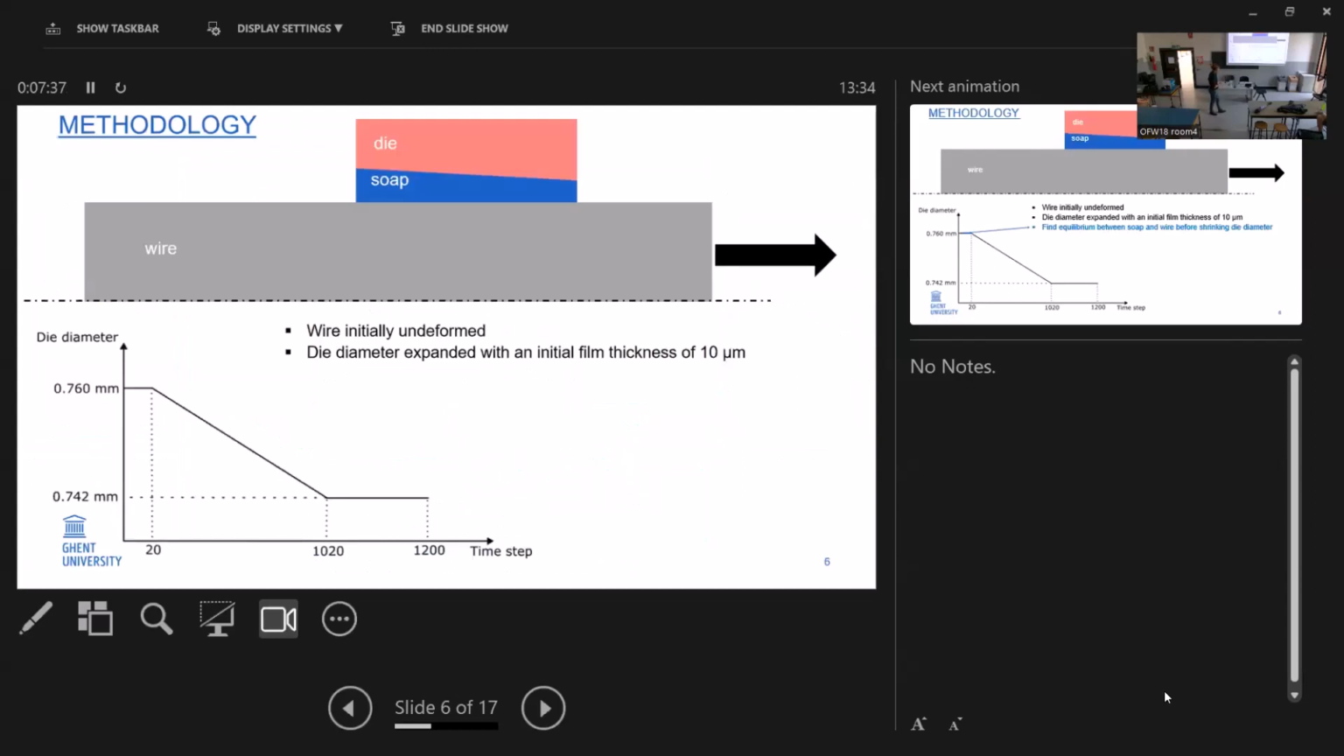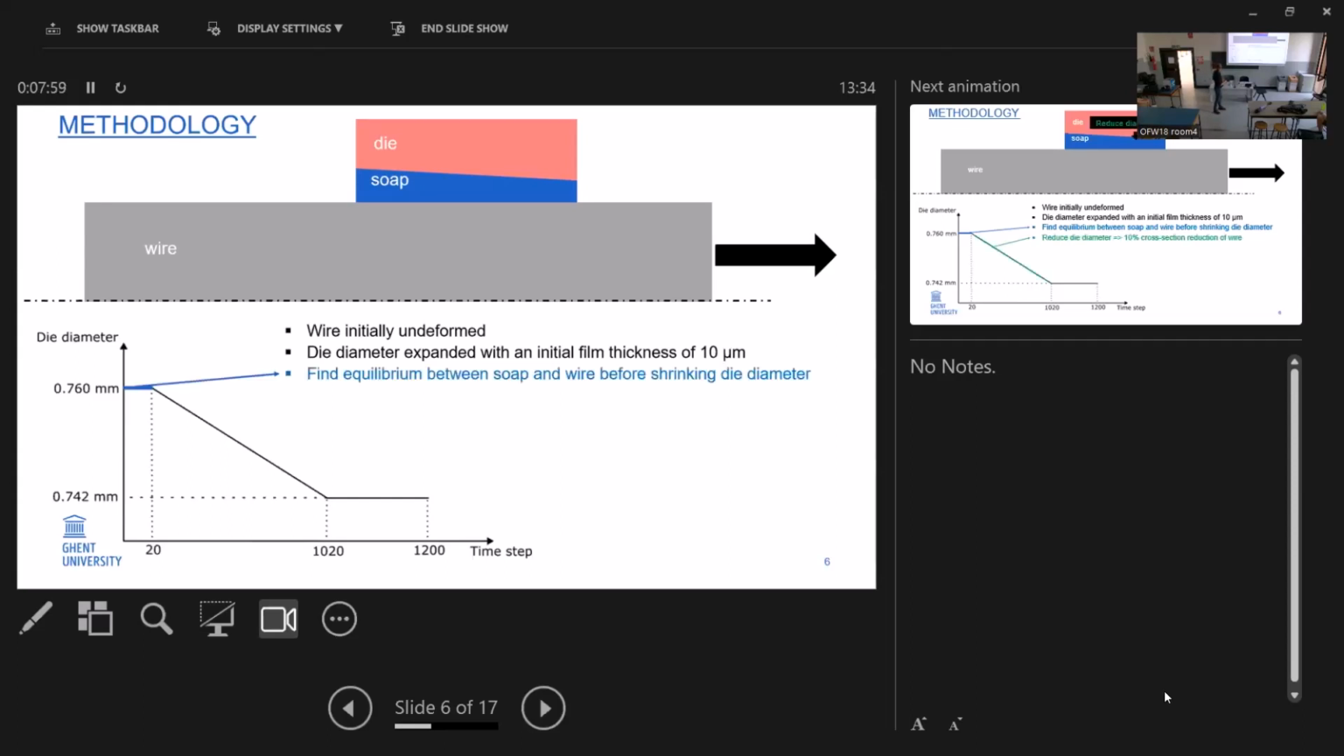All right, the methodology of the wire drawing case is outlined here. Initially we start with a wire which is undeformed, and a die diameter which is expanded, with an initial film thickness of 10 micrometers, and the gap between the die and the wire is filled by soap.